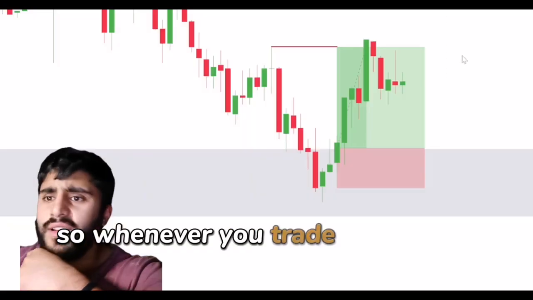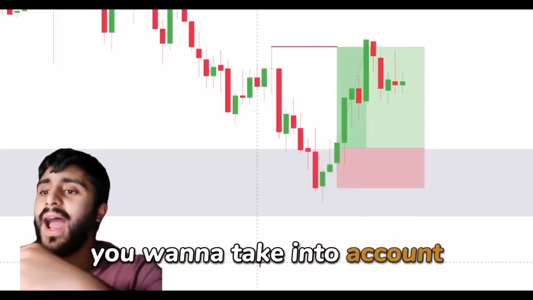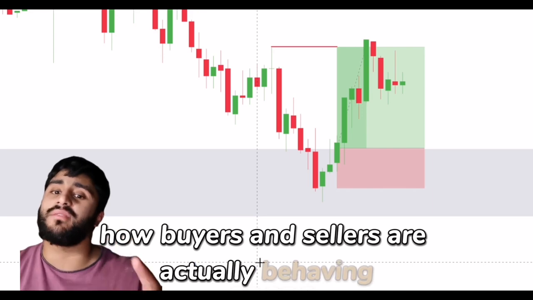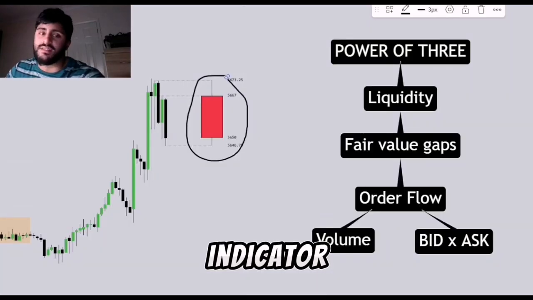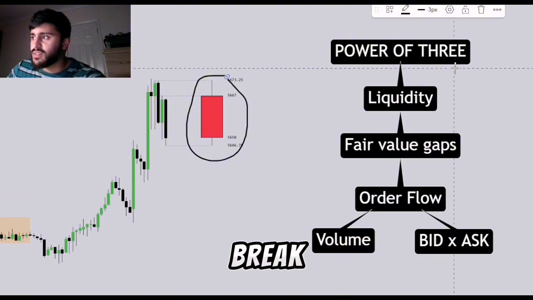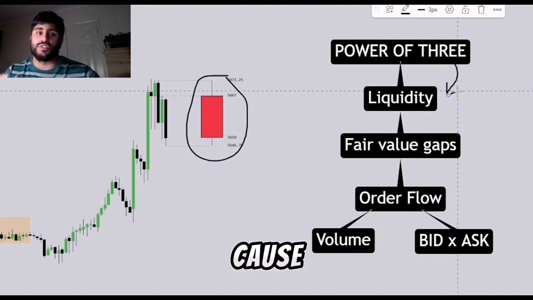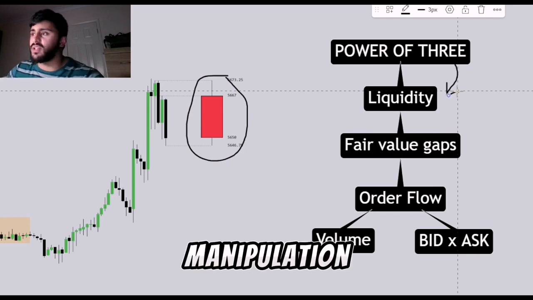So whenever you trade ICT or break of structure or however you trade, you want to take into account how buyers and sellers are actually behaving at key levels. This indicator alone has to be used with other concepts. Let's break this down, right? You need to understand the liquidity sweep. Liquidity is very important because it gives you context on where the manipulation has occurred, right?